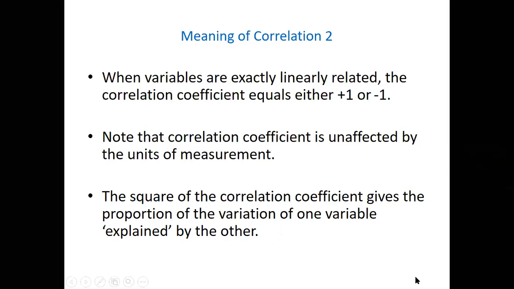Now, the square of the correlation coefficient gives the proportion of the variation of one variable explained by the other. Don't be silent about this one. We'll talk about it in regression. That's what we call the coefficient of determination. I will talk about it in regression.